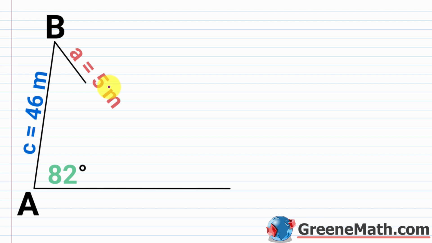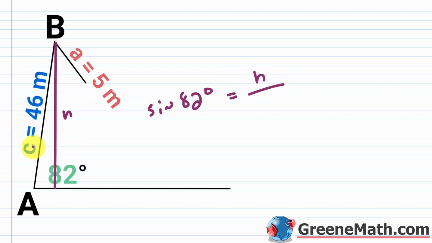So let's say that we make ourselves a little right triangle here. So this would be my height. And then if I go sine of 82 degrees, so sine of this angle here, its opposite, which in this case is going to be the h or the height, and then over the hypotenuse, which in this case is C. And we're given a length that's 46 meters. So just multiply both sides by 46 meters. So you would have that h is equal to 46 meters times the sine of 82 degrees.